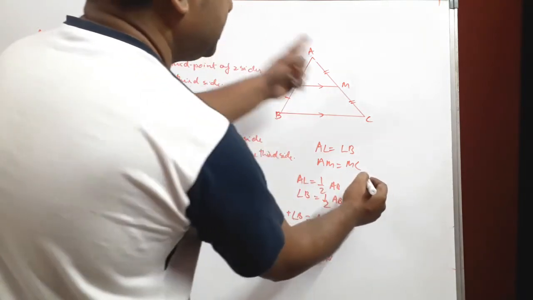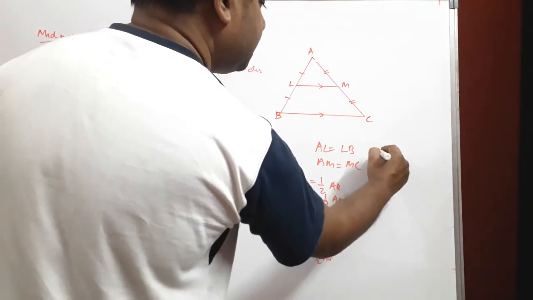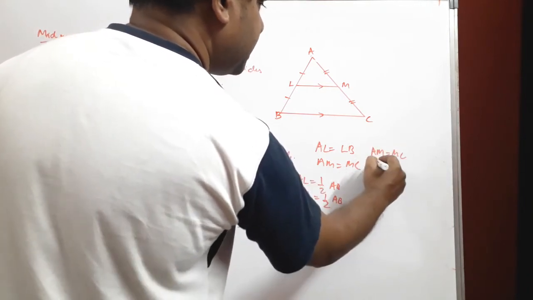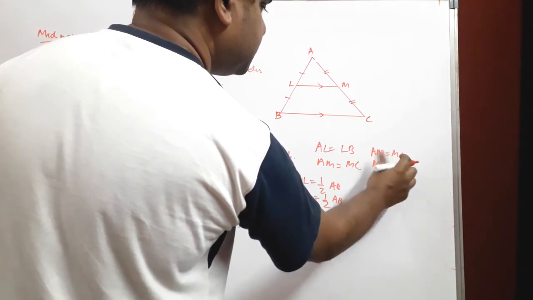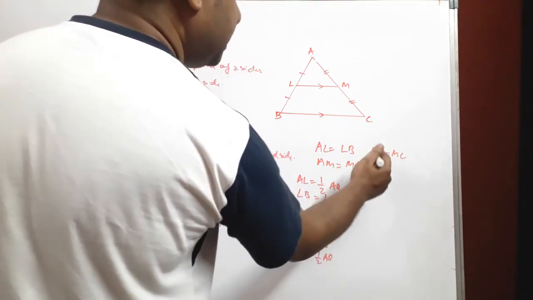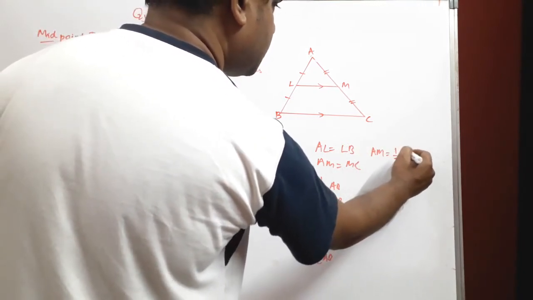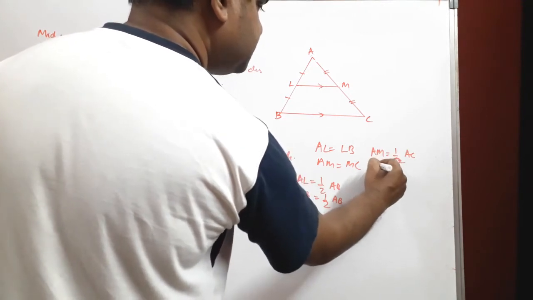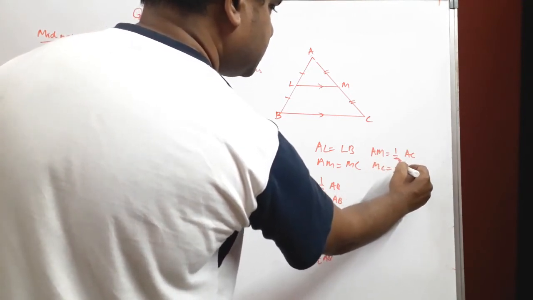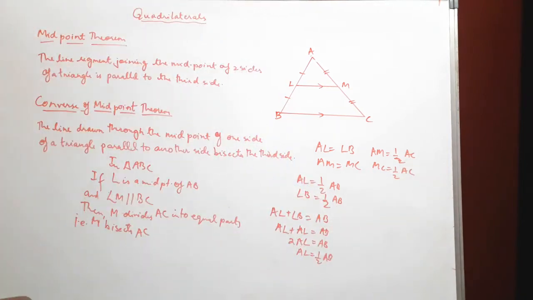Similarly we can say the same of the other side, where AM is equal to MC. So we can say AM is equal to half of AC and MC is equal to half of AC. Got it? So this is how the midpoint theorem helps us to solve problems. Let us take a couple of problems to understand the midpoint theorem and the converse of the midpoint theorem.